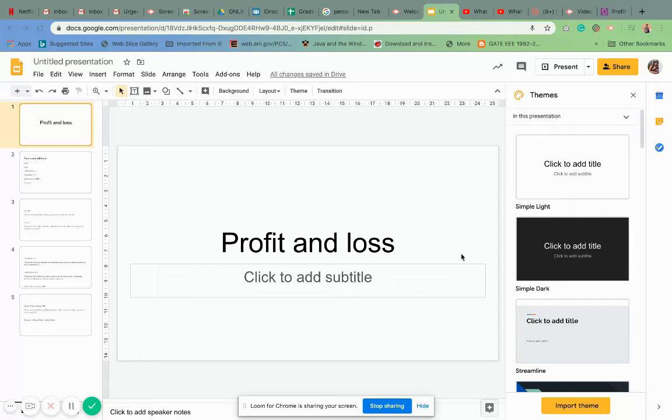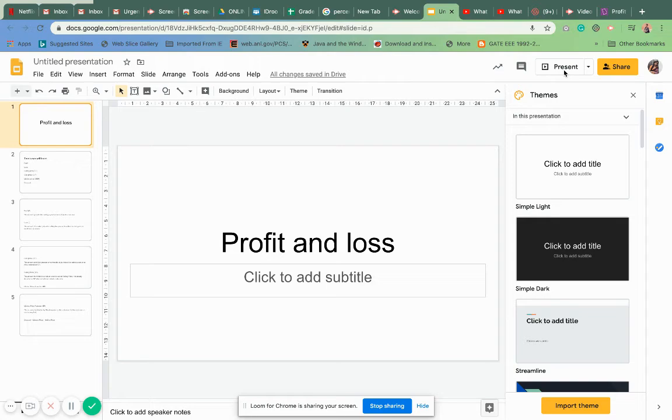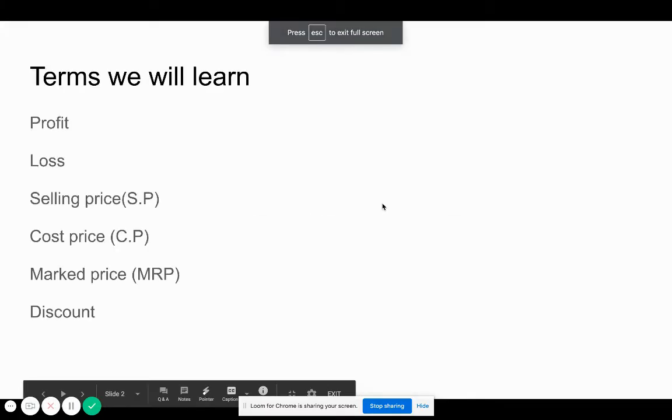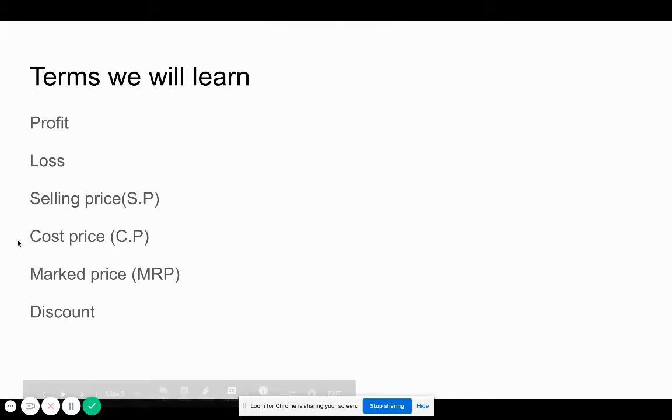In this video, we are going to learn all the terms related to profit and loss. So, the terms we are going to explore today are what is profit, what is loss, selling price, cost price, mark price, and discount. These are the short forms. Selling price can also be referred to as SP, cost price can also be referred to as CP, mark price can also be referred to as MRP.